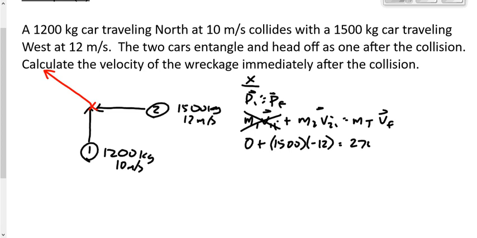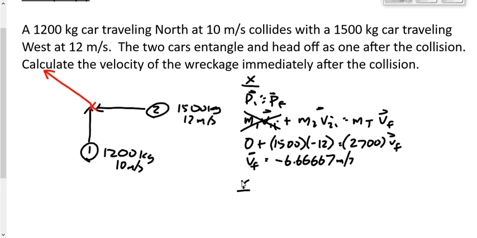Total mass is 2,700 kilograms times VF. Solve for VF there. And I believe it was negative 6.666. No, yes, I believe 6.67 meters per second. You notice what we did there, right? Object number 1, 0. We were paying attention to the x-axis. If it's not on the x-axis, it's 0. Well, this time, if it's not on the y-axis, it's 0.